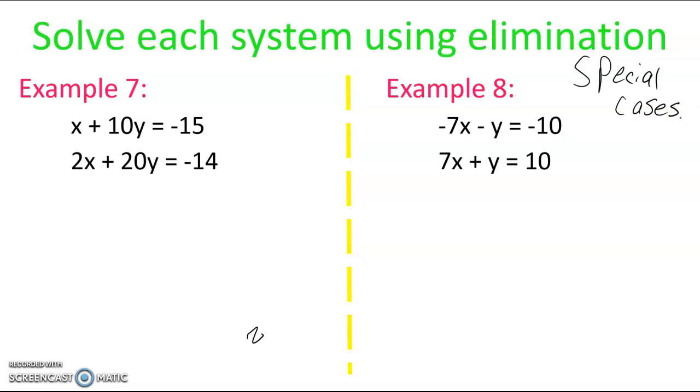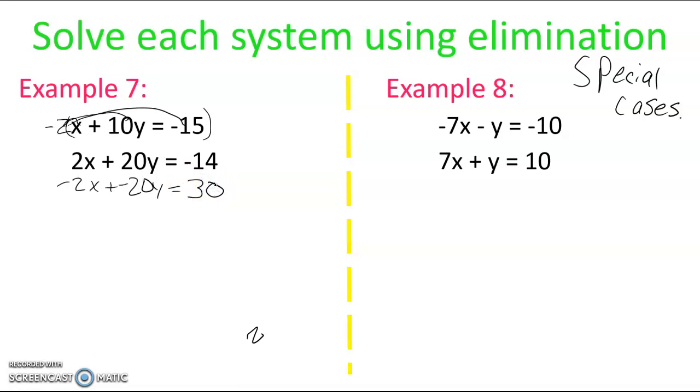So I have x and 2x, 10y and 20y. I need to find a variable to cancel out, and it doesn't look like any of them match up, but I know that if I multiply this top equation by negative 2, then this x will turn into a negative 2x, which cancels out my variables. So I distribute the negative 2 to both the 10 and the negative 15. This becomes negative 20y, and then equals a positive 30.